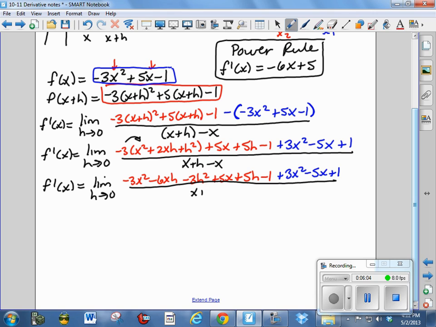That's really sloppy. I'm going to get rid of that black line that I just drew and draw it a little straighter. There we go. x plus h minus x.